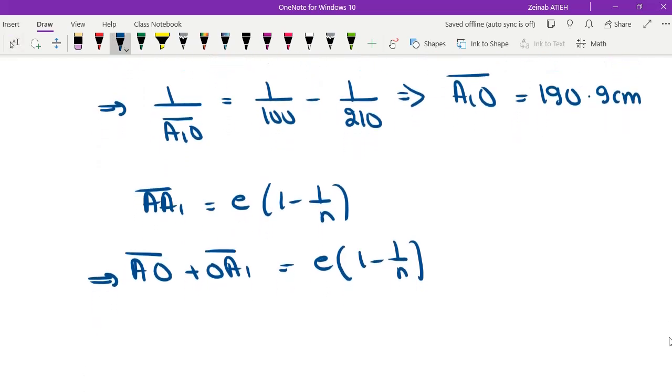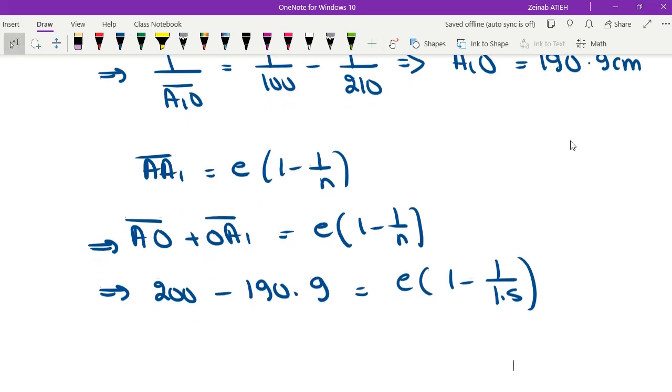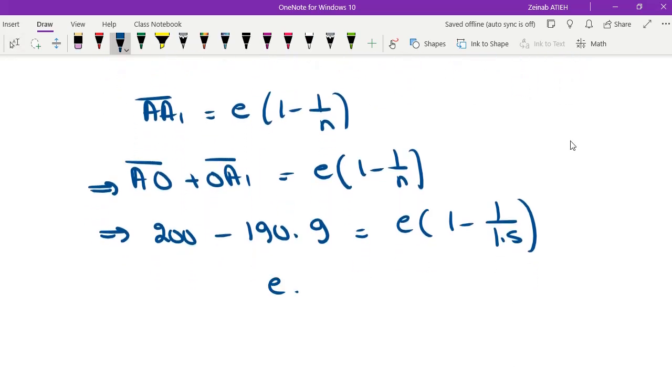Okay, AO was 200 centimeter, so it's 200 plus OA1, we found A1O. So OA1 is minus 190.9, equals the E we are searching for, 1 minus 1 over 1.5. So we have everything, we have to calculate E, we will get E equals 27 centimeter, and this is the answer. This is the way we find the thickness.